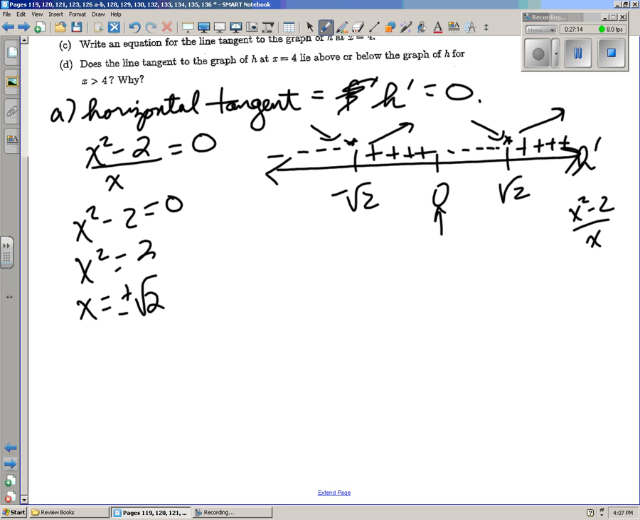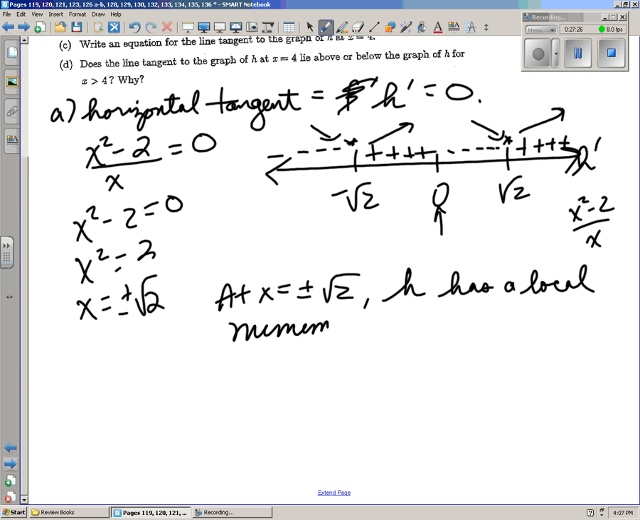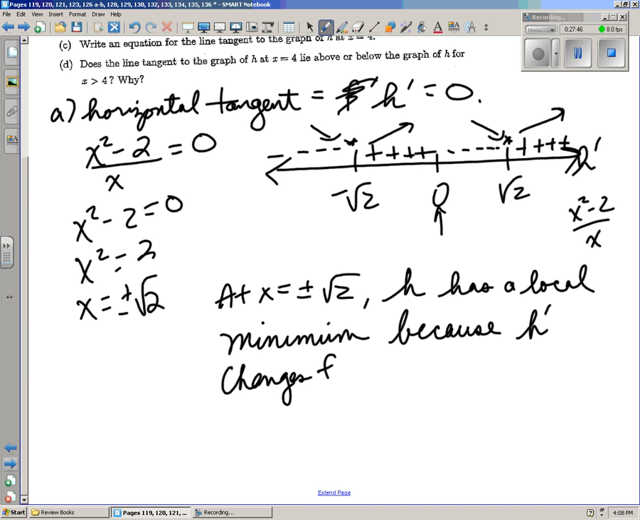So at x equals positive and negative root 2, h has a local minimum, because h prime changes from negative to positive. All right, there's part A.